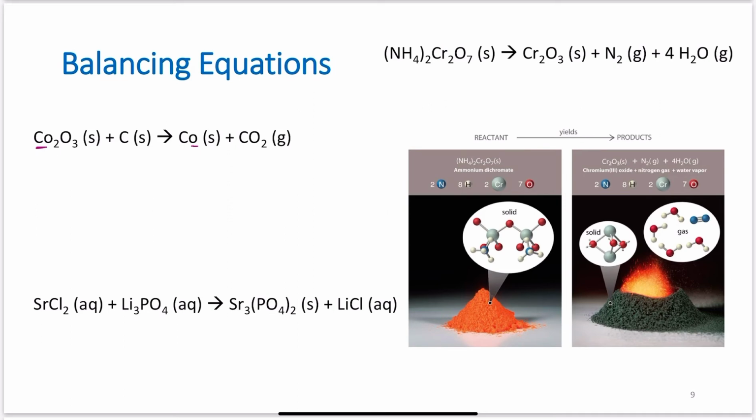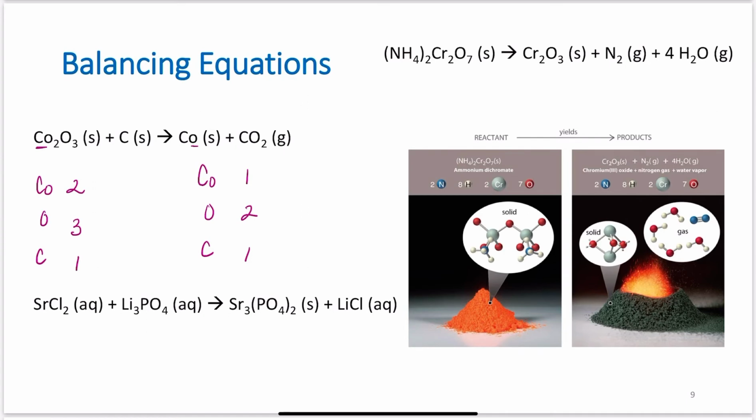First thing you should do is add up how many elements of each species do we have on each side of the equation. So I'm going to write down, I've got a cobalt, an oxygen, and a carbon. I'm going to follow the same format over here, and then I'm going to go through and figure out how many of each element I have. 2 cobalts, 3 oxygen, 1 carbon, 1 cobalt, 1 carbon, 2 oxygen.